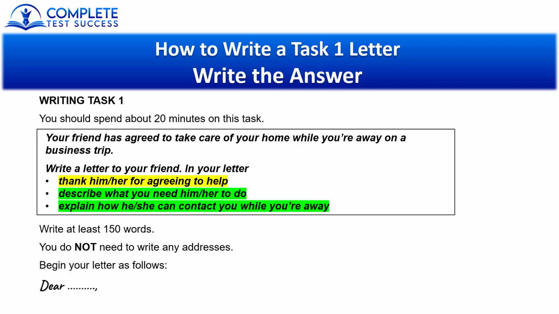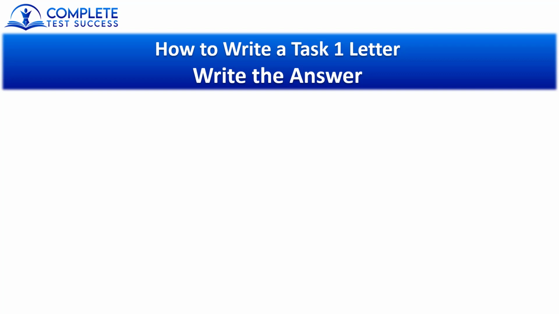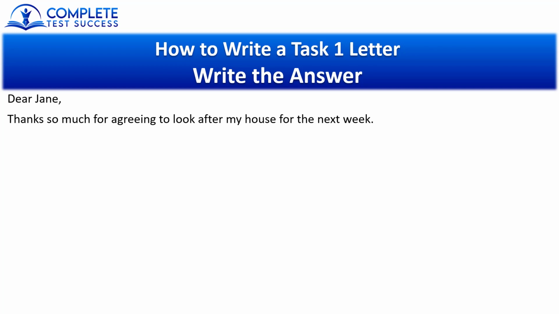The second prompt says, describe what you need him or her to do. The third prompt says, explain how he or she can contact you while you're away. So we'll just make sure that none of that information ends up in paragraph 1. So it's an informal letter. We'll start with, Dear Jane, just the first name of my friend, and then the response to the first prompt. Thanks so much for agreeing to look after my house for the next week.